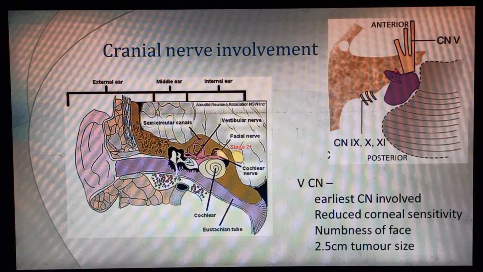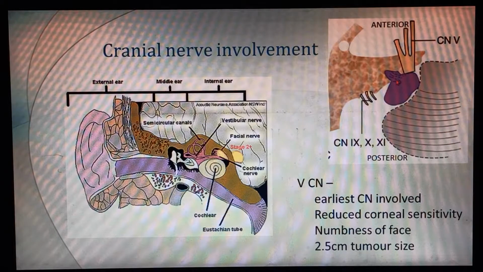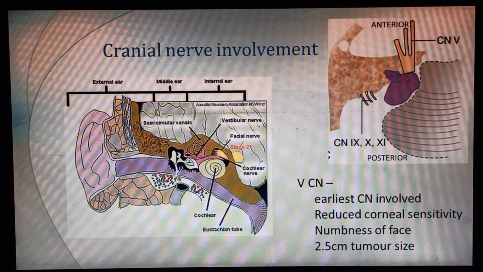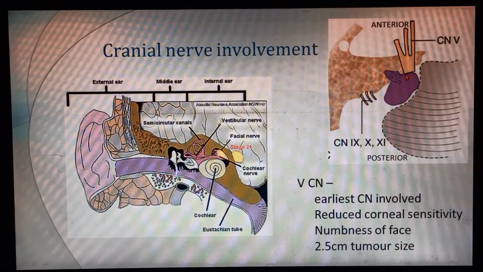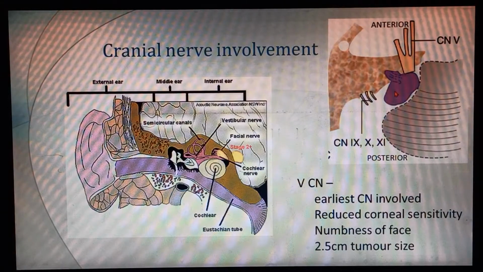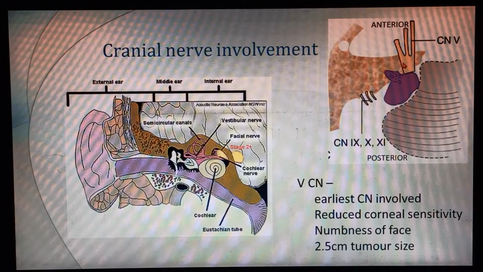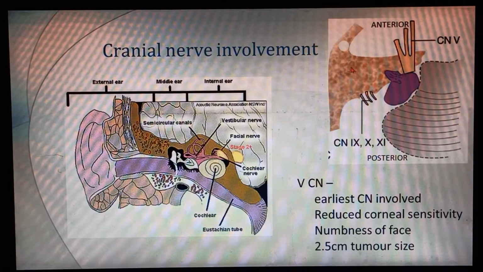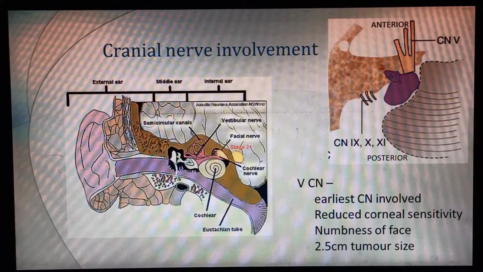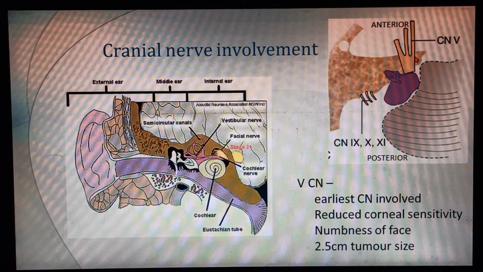expands from the internal auditory canal into the cerebellopontine angle, it compresses the fifth cranial nerve. Once it reaches approximately 2.5 centimeters after coming out from the internal auditory canal, it starts compressing the fifth cranial nerve passing over here. If you see the fifth cranial nerve, that is the trigeminal nerve, see this is the petrous apex. Okay, this is the petrous part of the temporal bone, and this is the petrous apex.